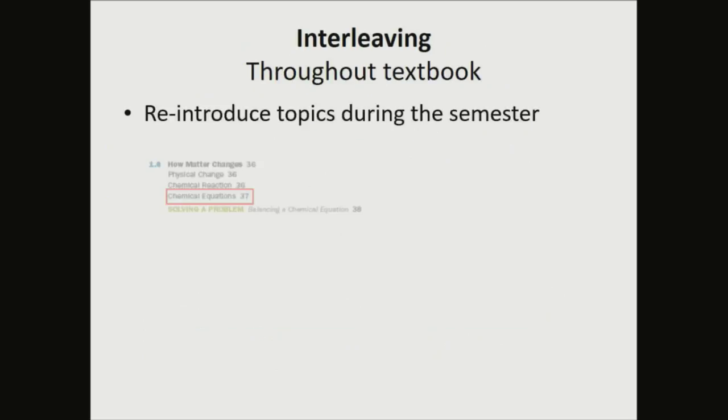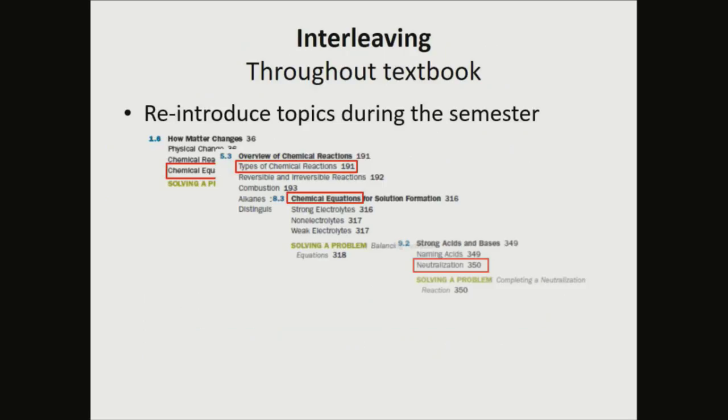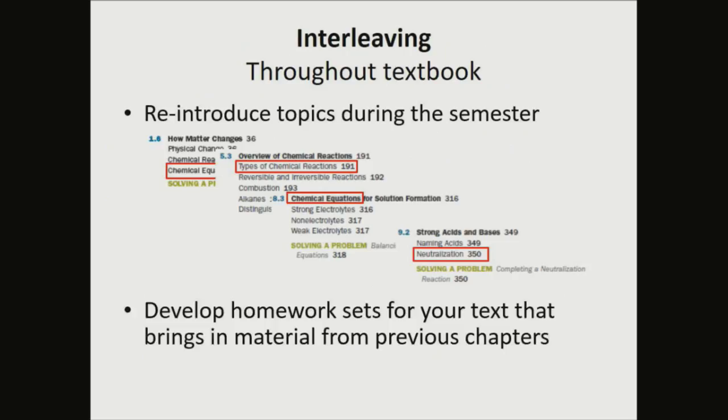my textbook has, one of the things students have problems with is balancing chemical equations. So there's several places where it's brought up in the book. So they have practice at balancing equations, which is just a basic skill for chemistry. And then I would suggest developing sets that bring in material from previous chapters.